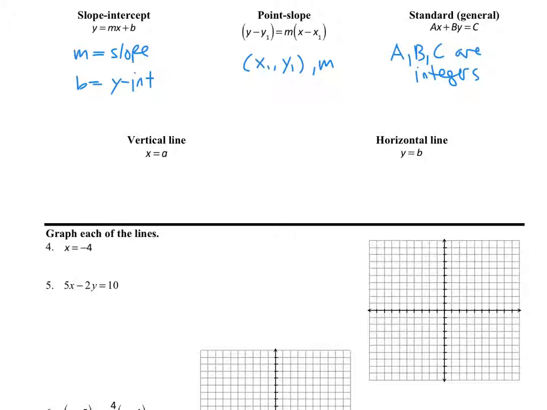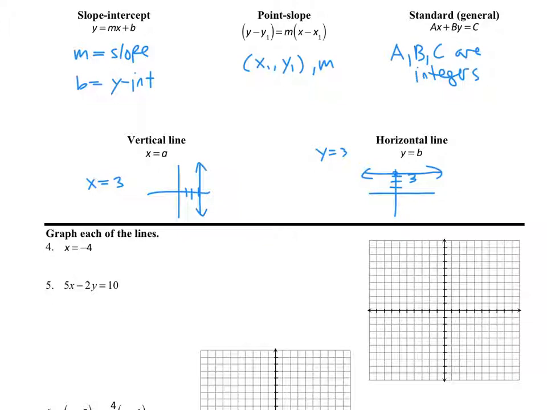And then the next one, a vertical line, x equals a. So anytime you have an equation where it's x equals some number, it's going to be a vertical line. For example, x equals 3 would be a vertical line passing through an x value of 3. And a horizontal line is always in the form y equals. So if you had y equals 3, it would be a horizontal line passing through a y value of 3.